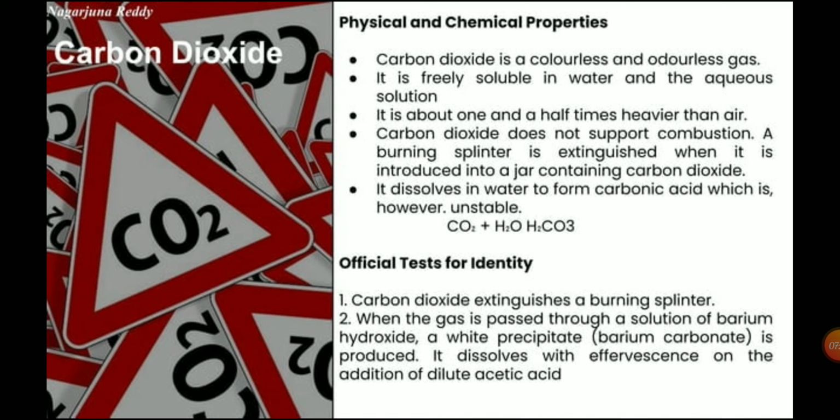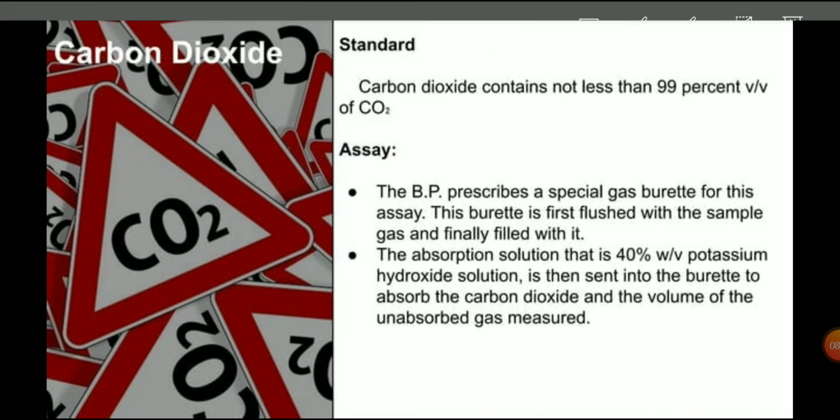After that, for the releasing of carbon dioxide, we can identify that when the gas is passed through the solution of barium hydroxide, a white precipitate is produced and it will dissolve with effervescence on the addition of dilute acetic acid. This is the limit test, the official test for the identification of carbon dioxide.